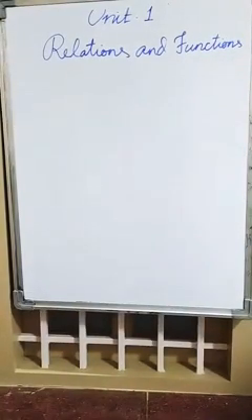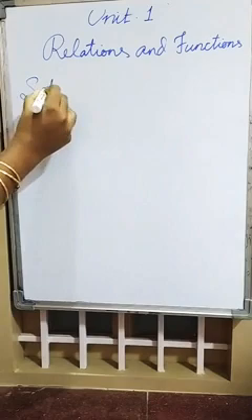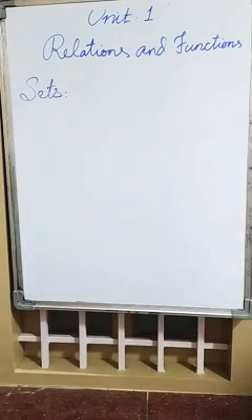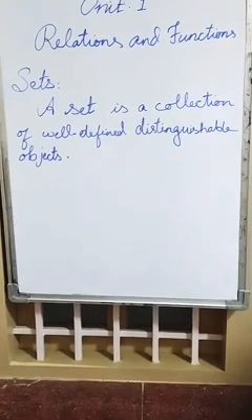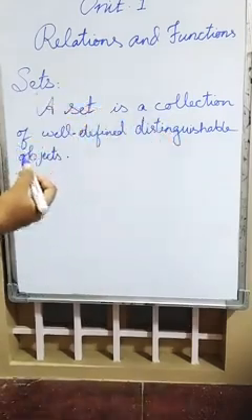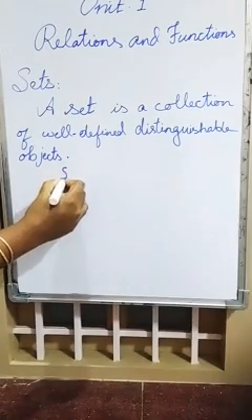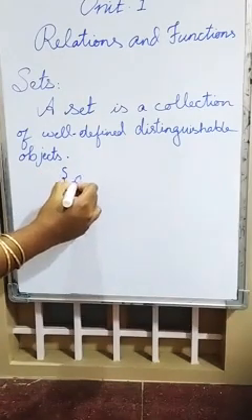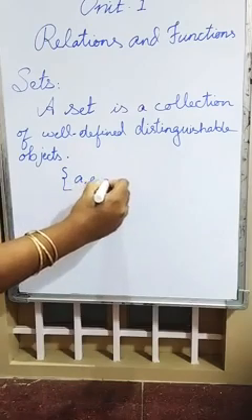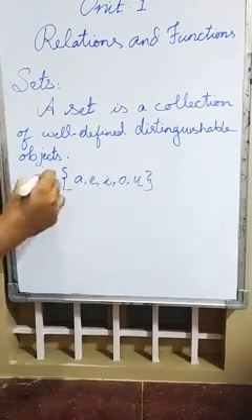Hi students, Unit 1, Relations and Functions. First, you must know about sets. A set is a collection of well-defined distinguishable objects. That is, if you take the set of vowels in the English alphabets, this is one of the examples of a set.